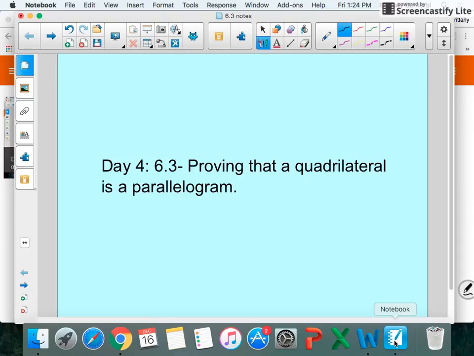Today we're going to be proving that a quadrilateral is a parallelogram. So pretty much what we're doing is we're flip-flopping what we did yesterday. So we're taking the converse of all those theorems.